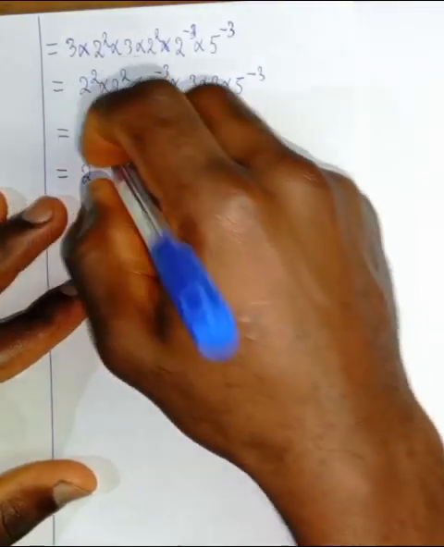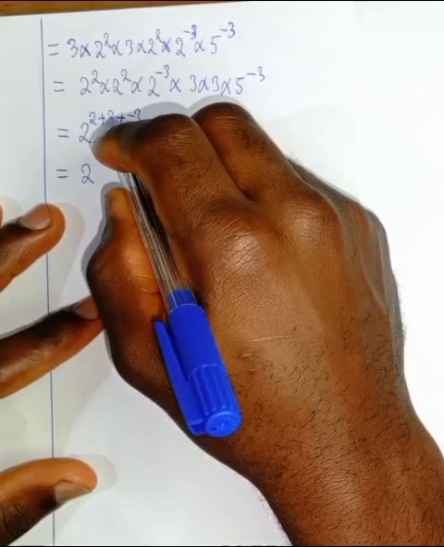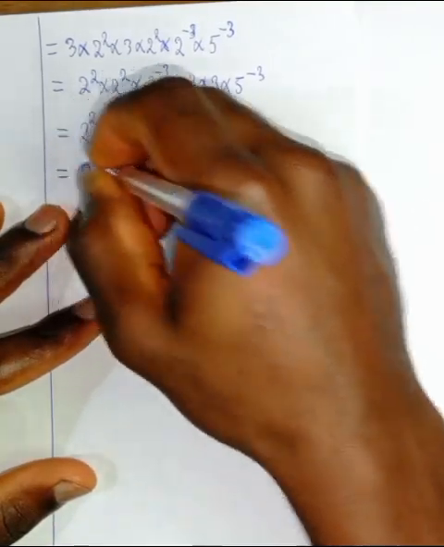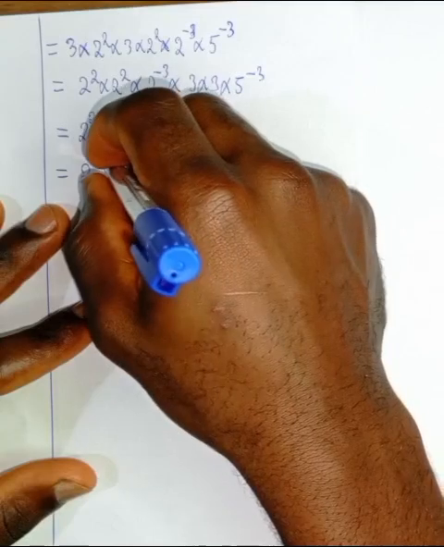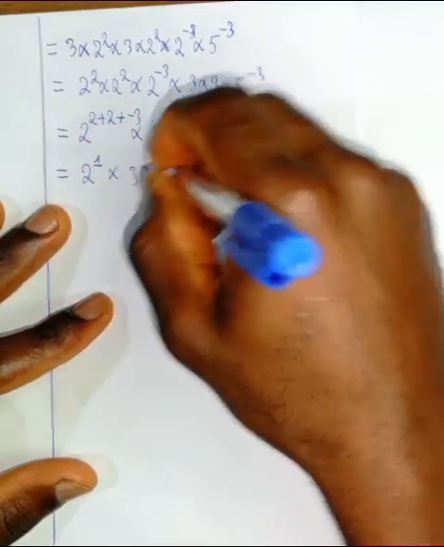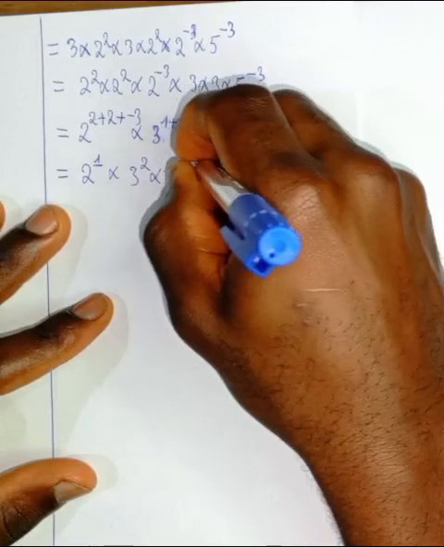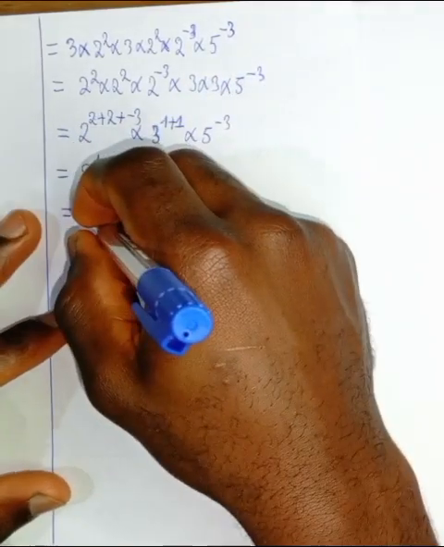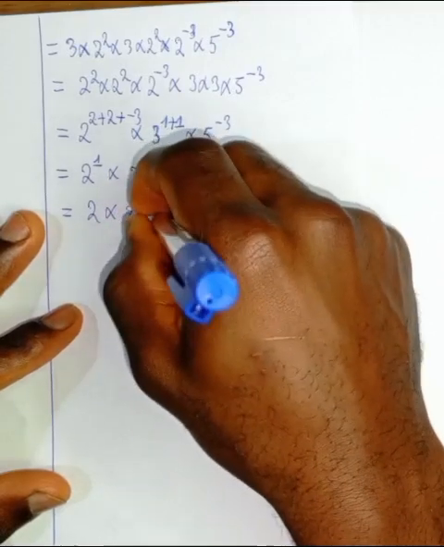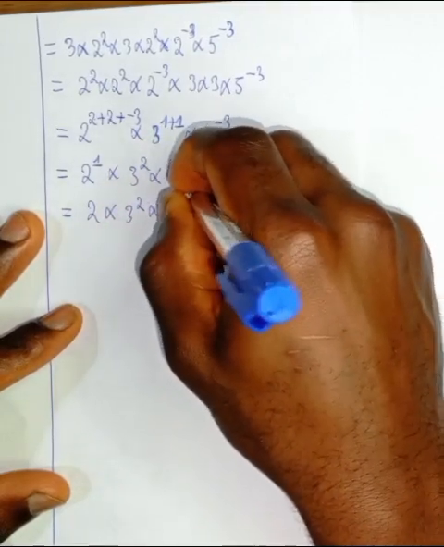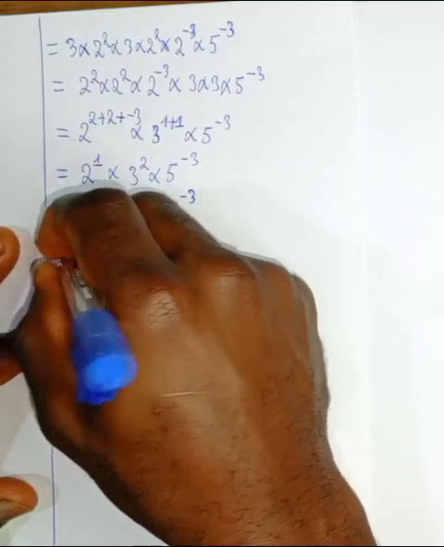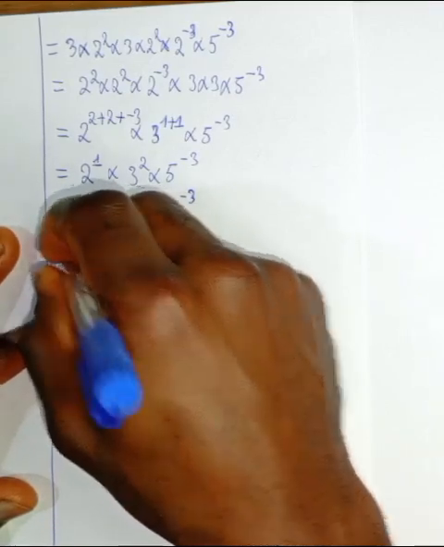This will simply be equal to 2 raised to the power 2 plus 2 gives us 4. 4 plus negative 3 gives us 1 times 3 raised to the power 1 plus 1 gives us 2 times 5 raised to the power negative 3. And this will simply be equal to 2 raised to the power 1 remains 2 times 3 raised to the power 2 times 5 raised to the power negative 3. We move now to the second number, which is 2.10 at the denominator.